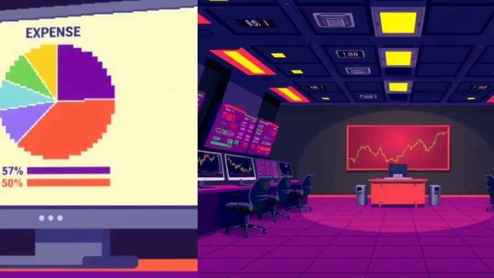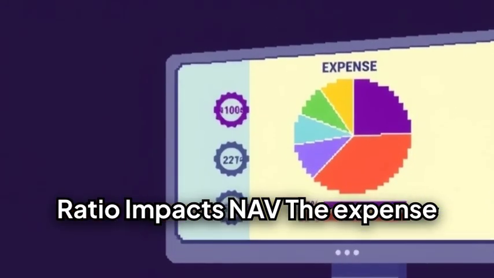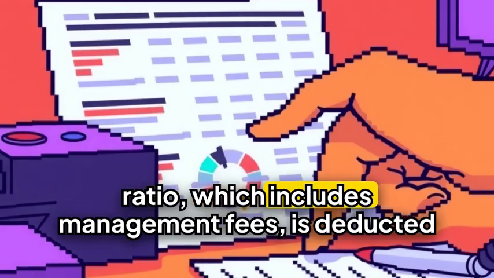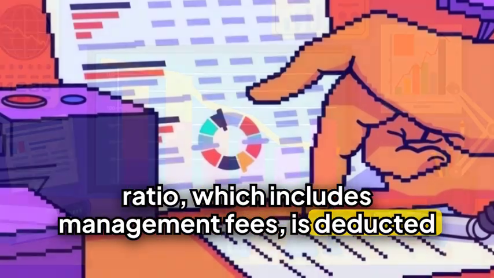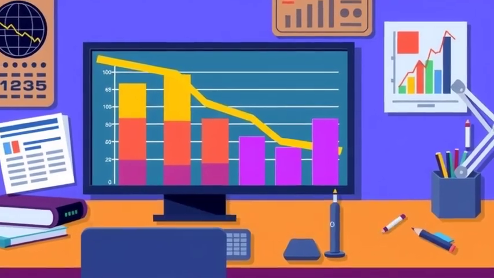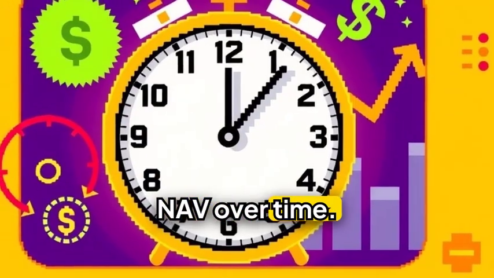7. Expense ratio impacts NAV. The expense ratio, which includes management fees, is deducted from the fund's total assets. Higher expenses reduce NAV over time.